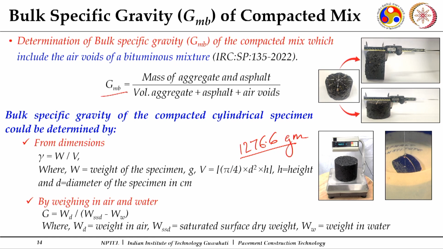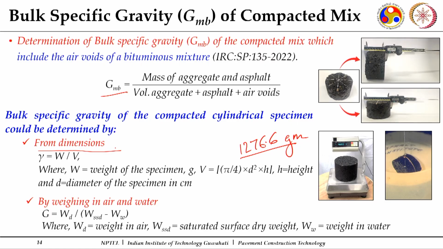Now, here I need to determine the specific gravity of this particular specimen. There are ways of doing it. One conventional way, which can be done for solid things, is that because its diameter is fixed, you measure its height, so you can get the volume of this specimen. But this is not the correct manner, because you will have many surface voids, and they become a part of this particular mix if you are doing it from dimensions.